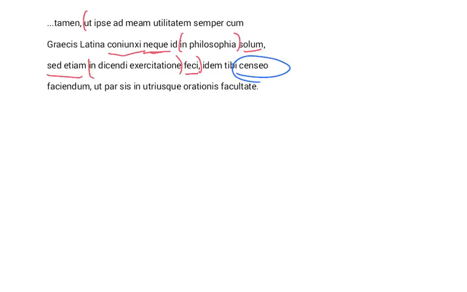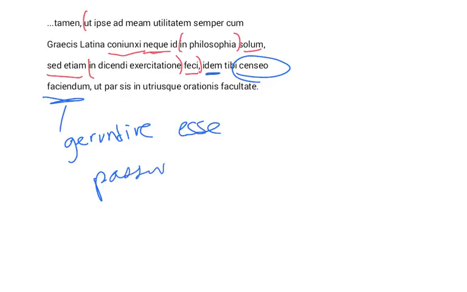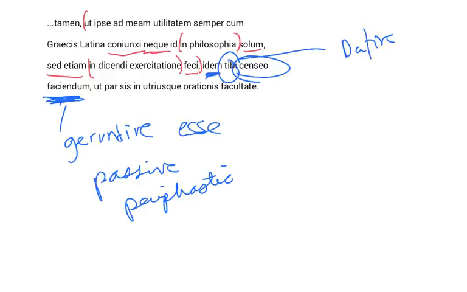It is my judgment that idem, the same thing, faciendum, must be done. This, of course, is a gerundive, and implicit with it is the infinitive esse. Together they form what's called a passive periphrastic, which is as difficult to write as it is to say, a passive periphrastic. I think that the same thing, idem, must be done, tibi, by you, dative of agent.